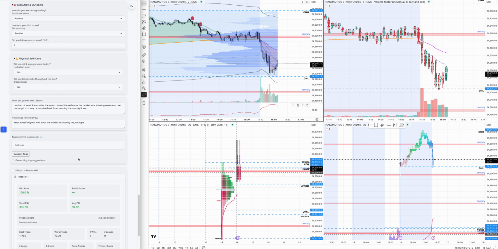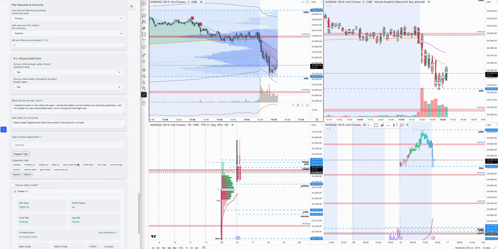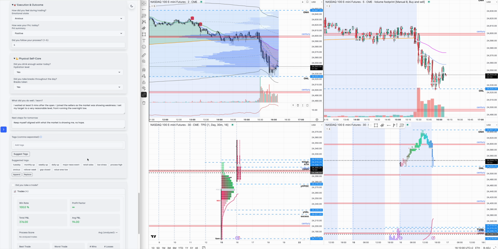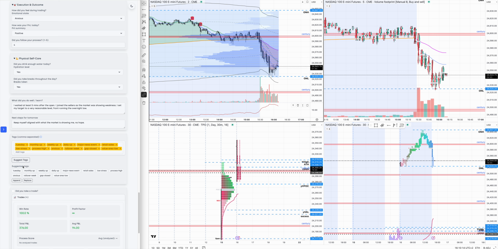Let's see what the AI can give me. And it says the day of the week, monthly up, weekly up, etc. So this is all coming from market context. So trying to gather all the data you have seen, and then retail sales, because of the news, low stress, presence high, anxious, rollover week, beautiful. This is nice. Okay, append all of them.